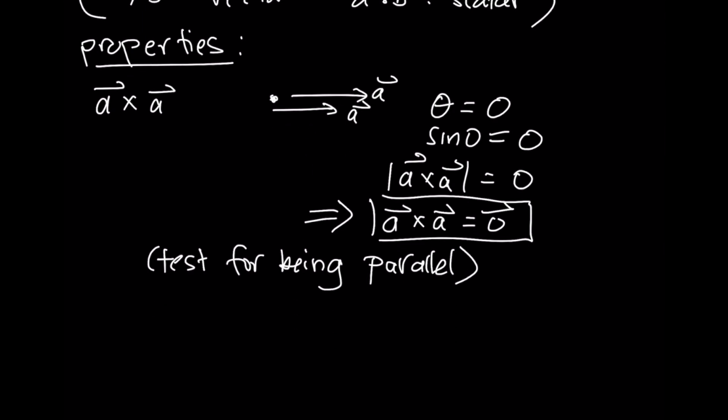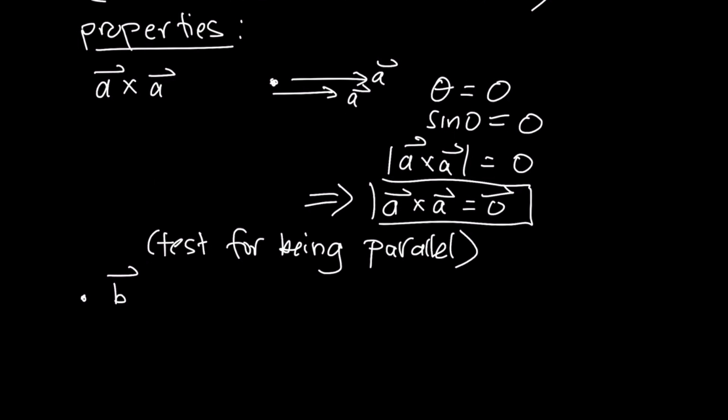Another important property has to do with the order in which you take the cross product of two vectors. So for example, if B cross A, this is the vector B and this is the vector A. If I follow the direction of the right-hand rule, I would have a vector that points up like this.